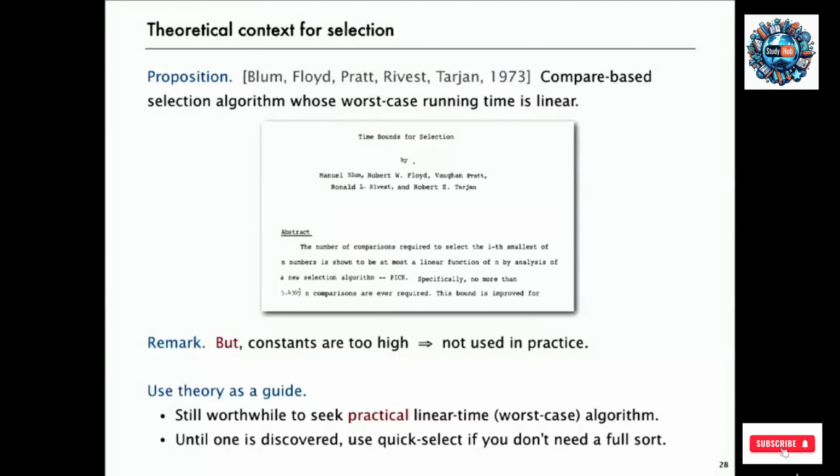This is another example where we use theory as a guide. It's still worthwhile to look for a practical linear time worst case algorithm. Maybe somebody in this class will invent that. But until something like that is discovered, use the quick select based on quicksort partitioning, and you can get linear time selection when you don't need a full sort. That's selection, a simple problem like sorting that is well solved with quicksort partitioning.